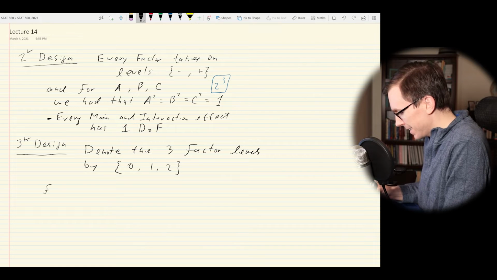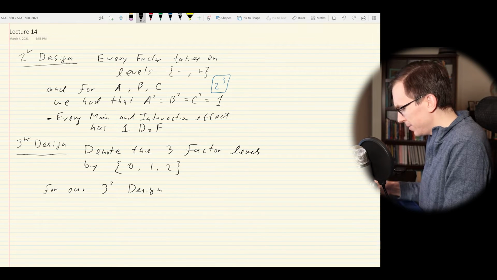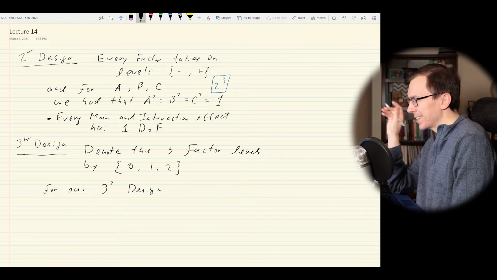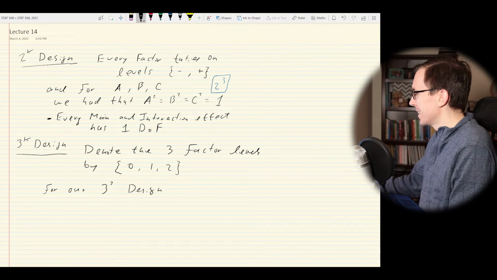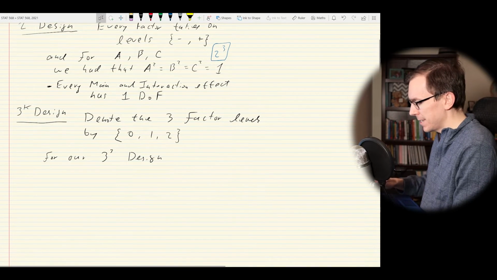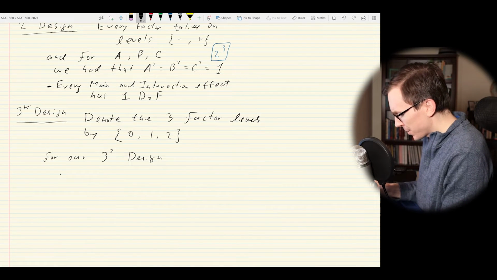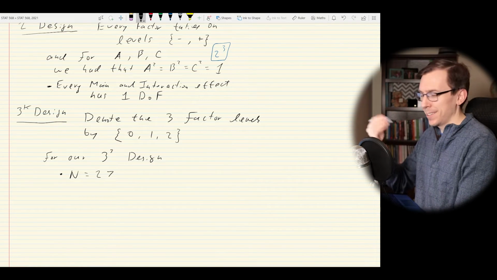Now, in this case, for our, let's say, 3 to the 3 design, well, what happened? Before we get into all of the complexities of 3-level factors, let's just think for a second about what a 3 to the 3 design would look like. Well, the first thing is the sample size, capital N, is going to be 27 data points, 3 to the 3.